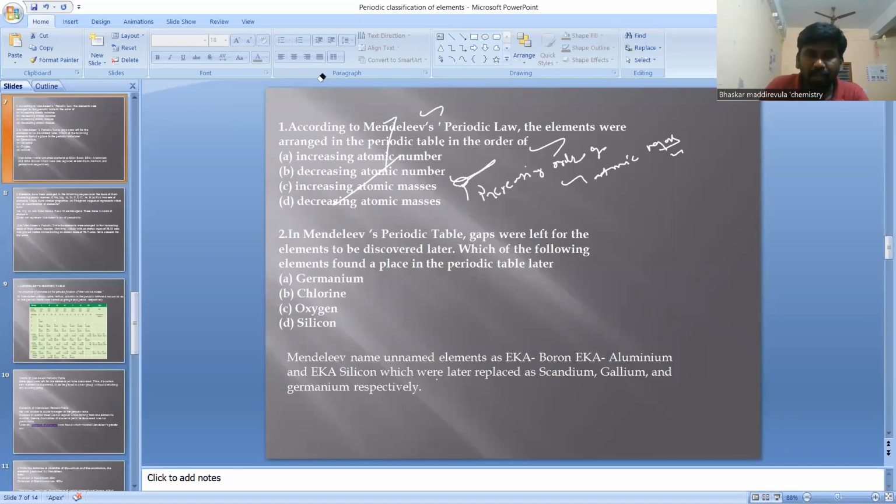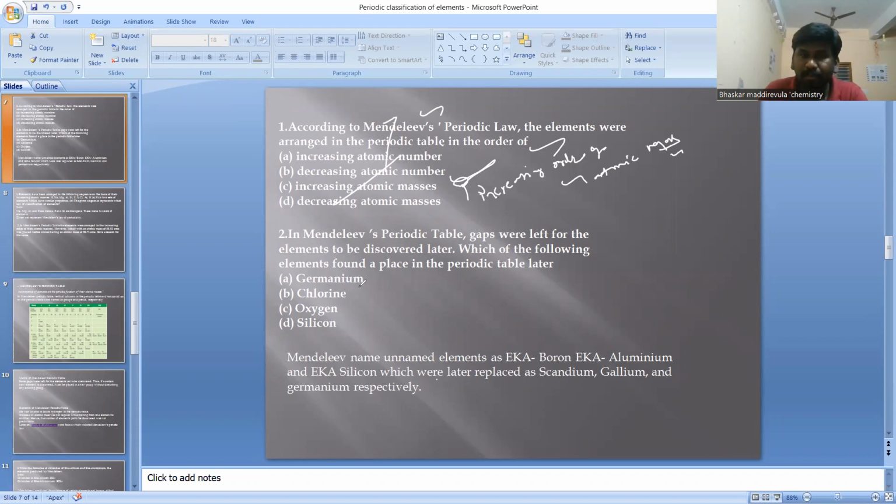Now, see the question once again. In the Mendeleev periodic table, gaps were left for elements to be discovered later. Which are the following elements? They may not ask it as multiple choice, so just remember this question. From here they may also ask questions like this.